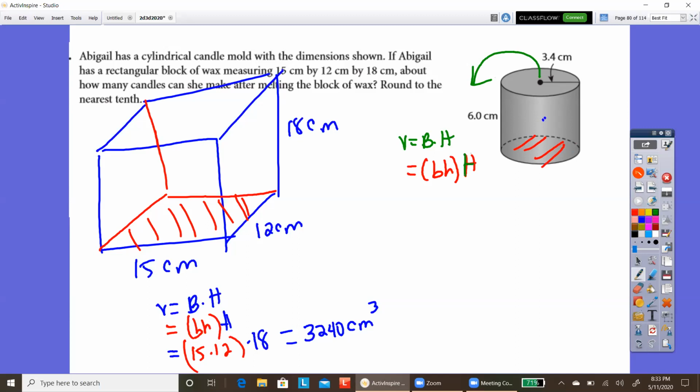Okay, so the radius, I'm sorry, I wasn't paying attention. I was thinking of something else.